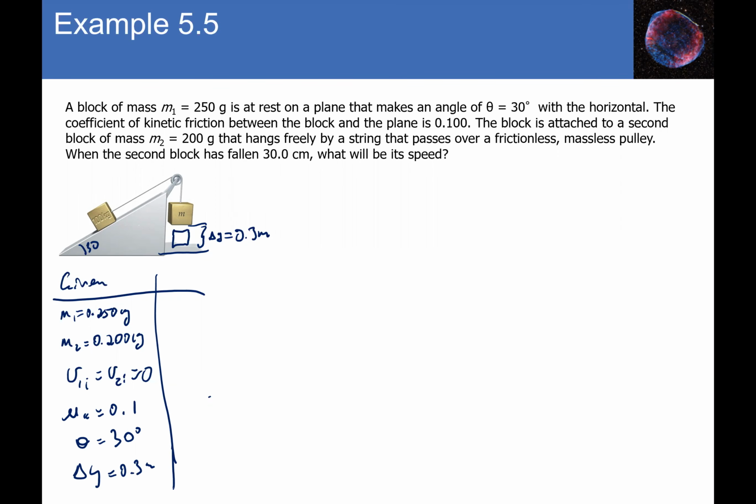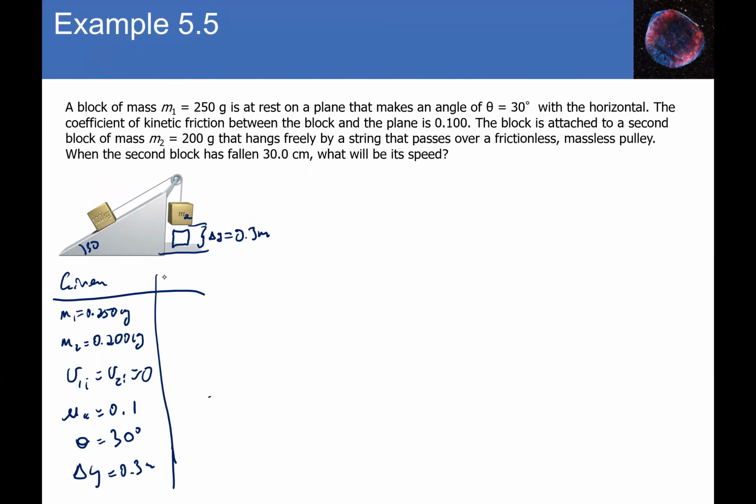Now, it's not a free fall. Mass 2, which is here, doesn't go down in free fall, right? So we need to use dynamics and everything to get that. So now we need to find the speed of 2, the final speed of 2.